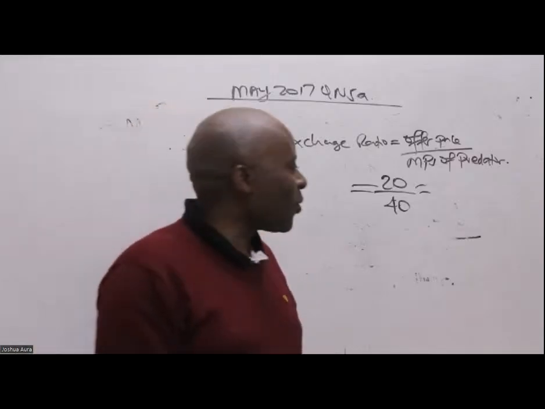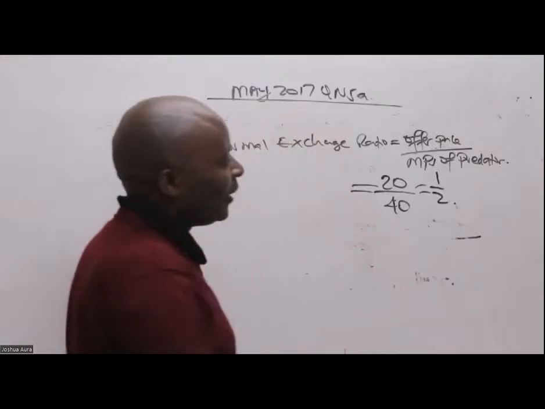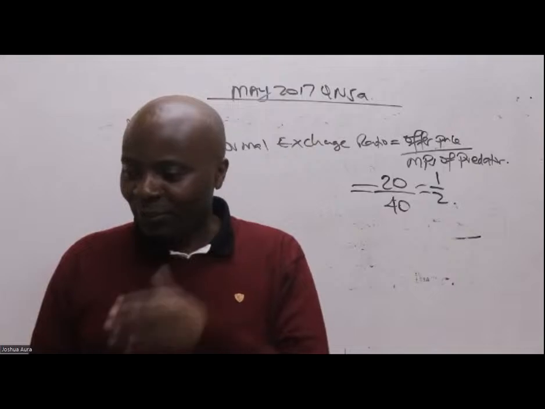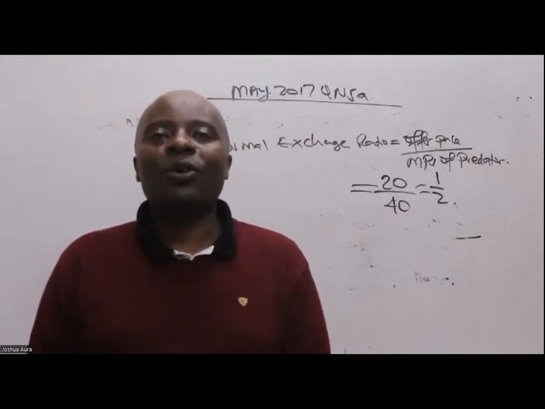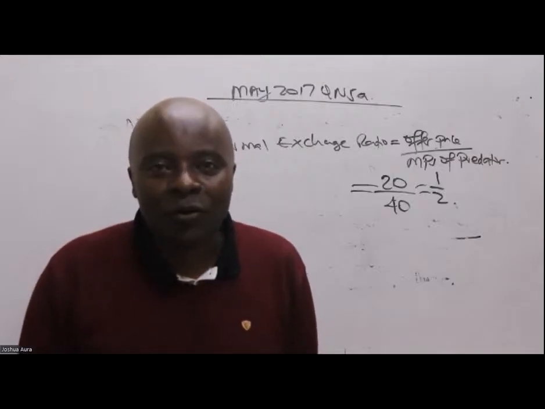So 20 over 40. This gives me a half. We don't write just 0.5. Exchange ratio can never be written as a decimal. Don't forget that. Exchange ratio shall always be written in the form of a fraction.